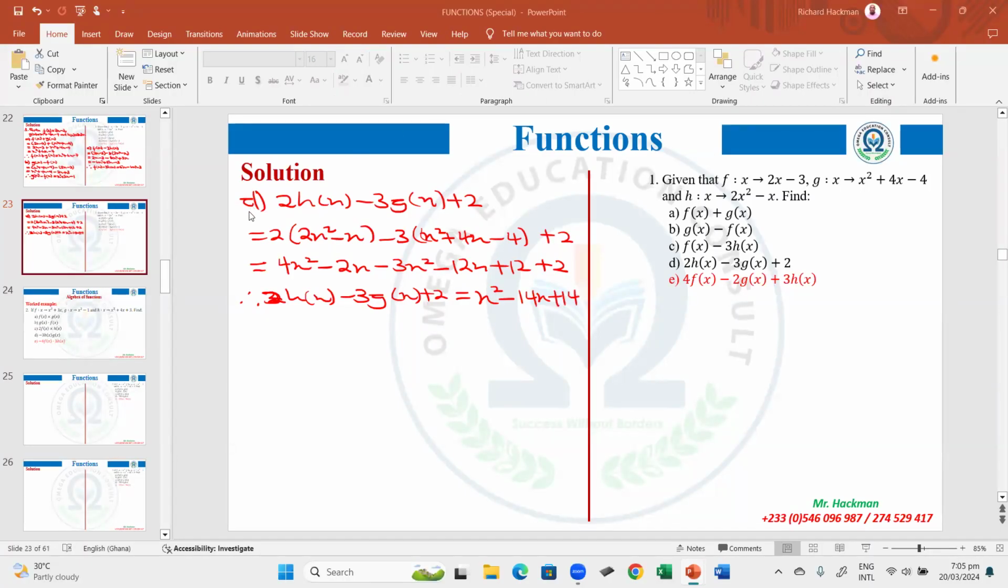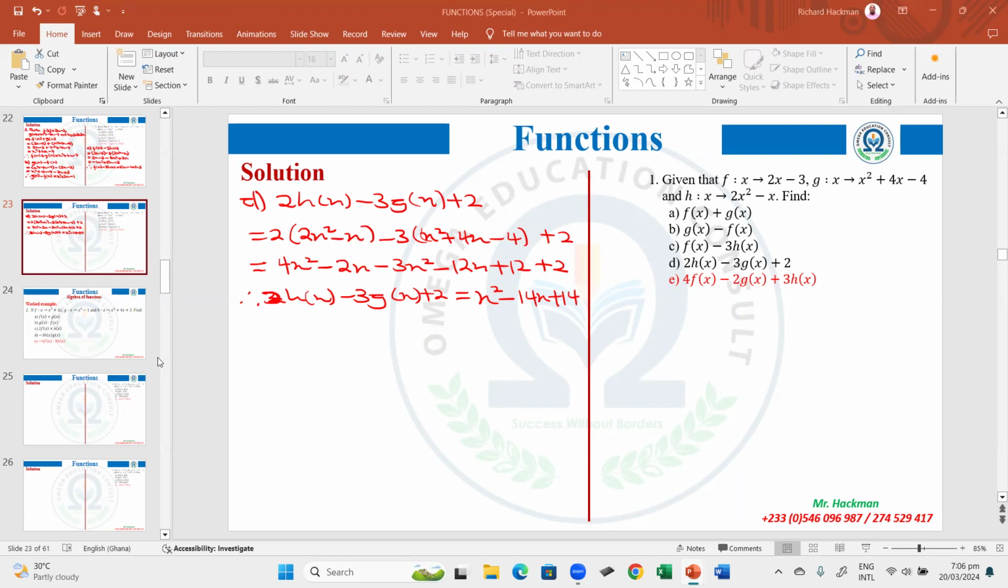So the D here, you write exactly what you have there. You carry out your substitution. You remove the brackets, but don't forget the +2. So it is 2 into h of x you substitute, minus 3 into g of x you substitute, then +2. You remove the brackets, combine like terms and rearrange if necessary. So this is what you were supposed to get. Okay, all right. Thank you very much.